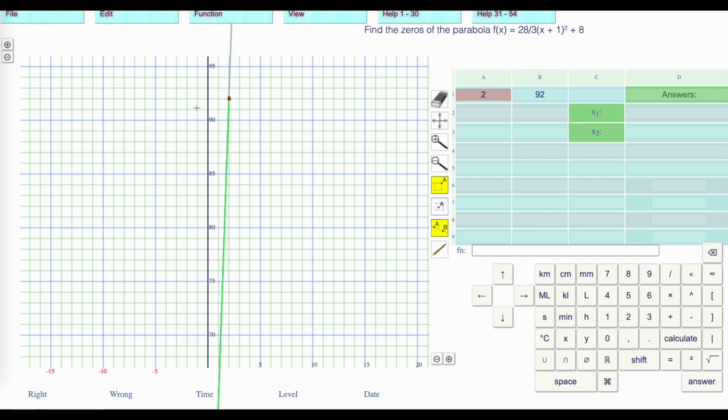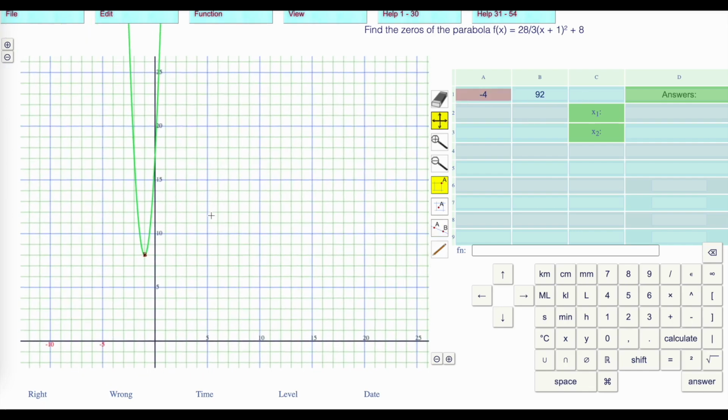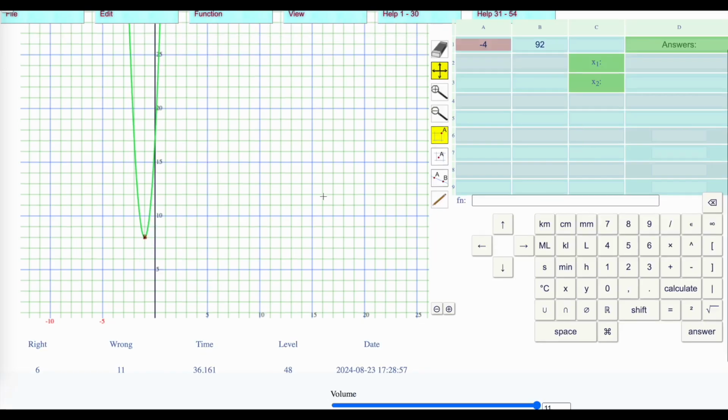That's 3 steps away from the vertex: 1, 2, 3. Go through on the other side: 1, 2, 3. At -4, we should also have 92. Put in -4, we also have 92. This is what your parabola looks like. It's opening up. There are no zeros.